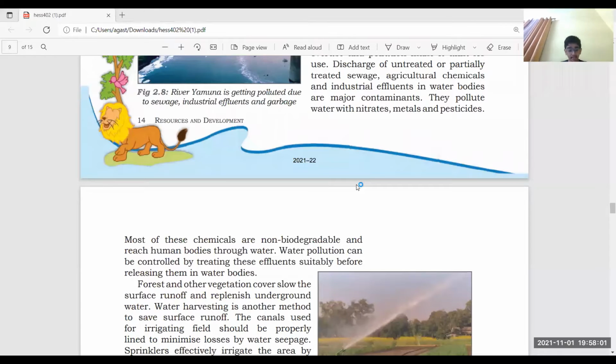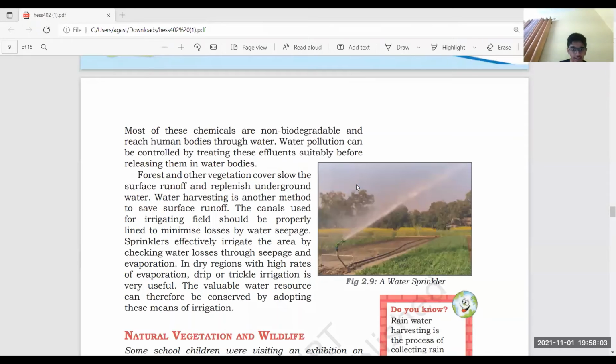And of course, we have many things like drip irrigation, trickle irrigation. Now, of course, you will be like, what is drip irrigation? What is water harvesting? What are sprinklers? So these are a few things. Water harvesting is another method to save surface runoff.